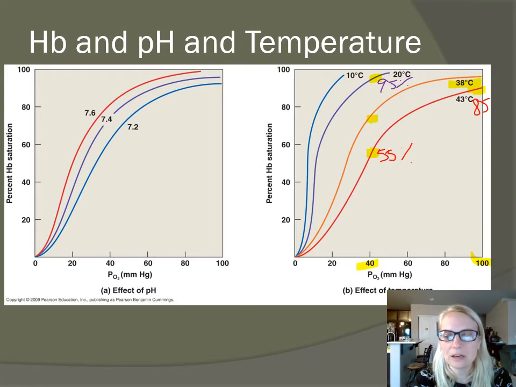And even here at the 10 degrees Celsius, so if we highlight that value, the 10 degrees Celsius is really high. We're still at like 95% saturated at a 20 partial pressure, which is, I mean, you can't survive obviously at these lower temperatures, but it just kind of shows you the extreme, if you lower the temperature, that's going to make hemoglobin hold on much tighter to that oxygen.